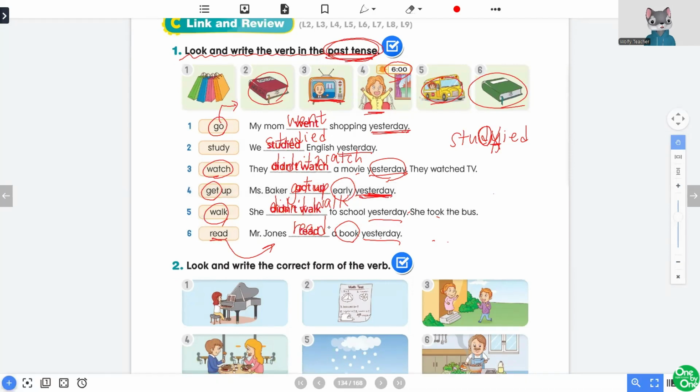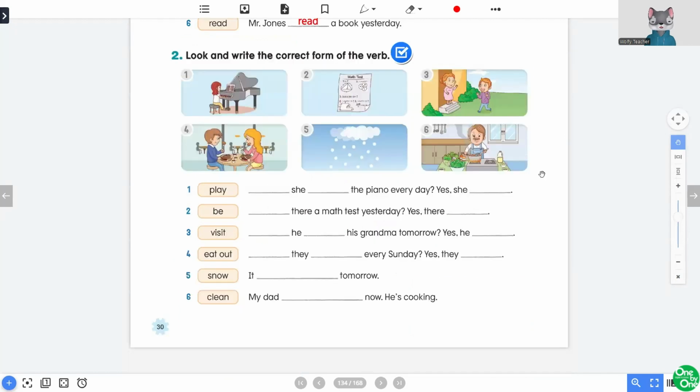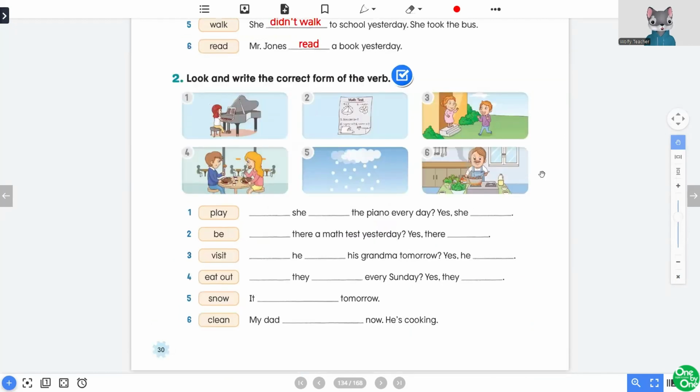Good. So let's go over to the bottom. Now, this is the final set of questions, questions 1 through 6. Look at the picture very, very carefully, and let's go over this together.